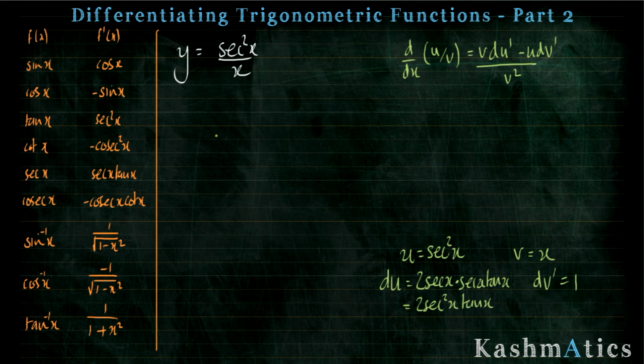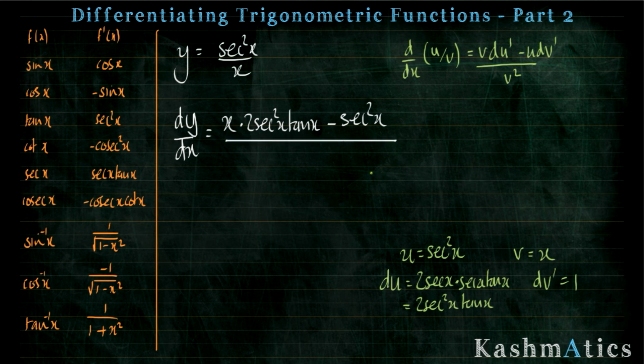Alright, so let's put all of that together, but let's just take our time with it. dy by dx equals v, which is x, then du, which is 2 sec squared x tan x, minus u dv, so u, which is sec squared x, and dv is just 1, so I don't need to do anything there, divided by v squared, which is just x squared.